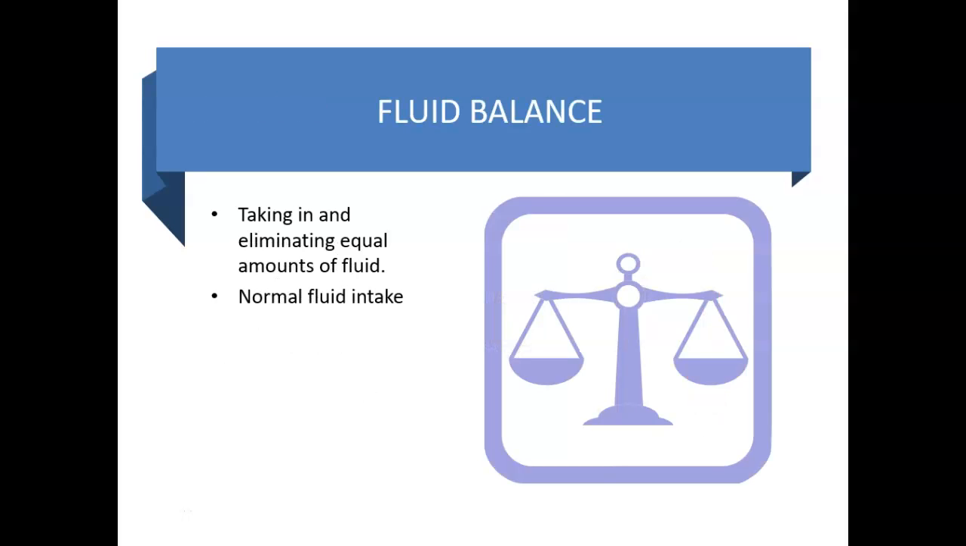Fluid balance, taking in and eliminating equal amounts of fluid, is normal fluid intake. So if you take in 2,500 calories of fluid a day, then that's what you should be taking out too. And that's when we start talking about intake and output. Normal fluid intake is 1,500 to 2,000 in 24 hours. And so the intake is that, the output should match.